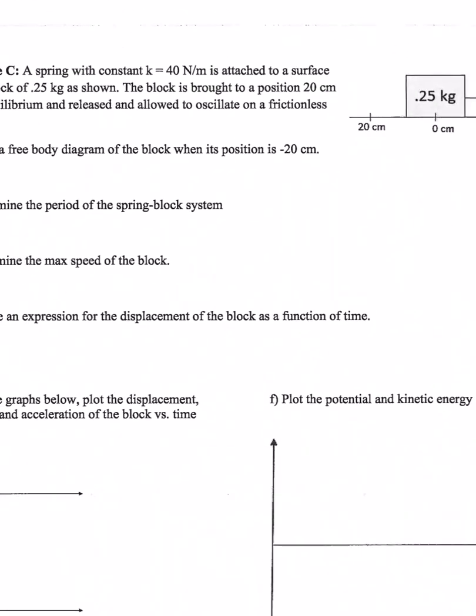Example C, a spring with constant k equals, oh, they gave us a spring constant. They gave us a mass. Brought to a position, oop, they gave us a position from equilibrium and released and allowed to oscillate on a frictionless surface. So that's nice. It means we don't have to account for friction, doesn't it? Draw the free body diagram of the block. What would the free body diagram of the block look like?